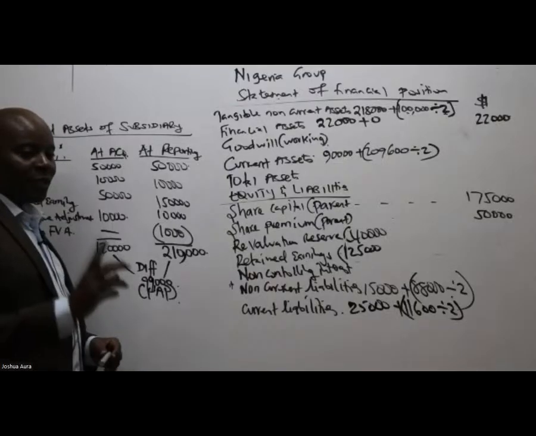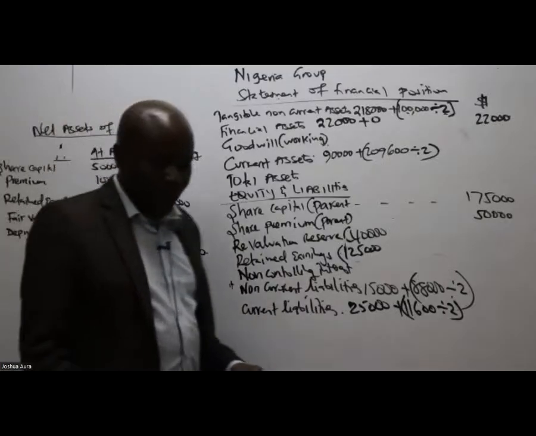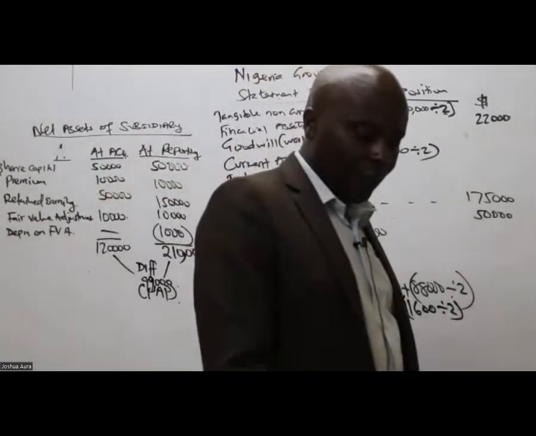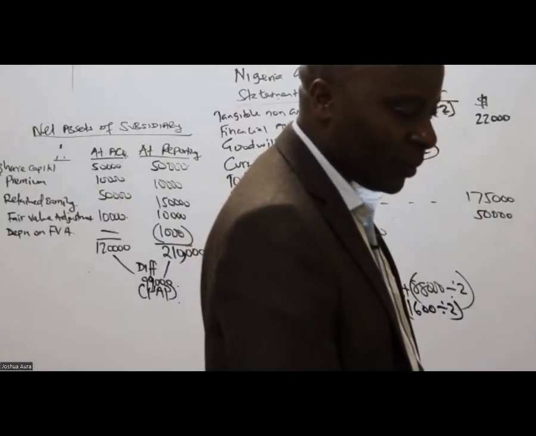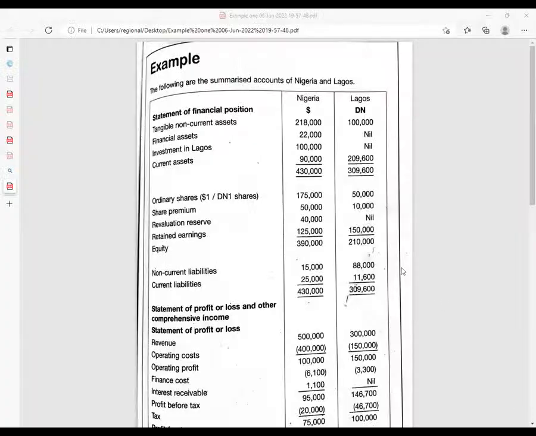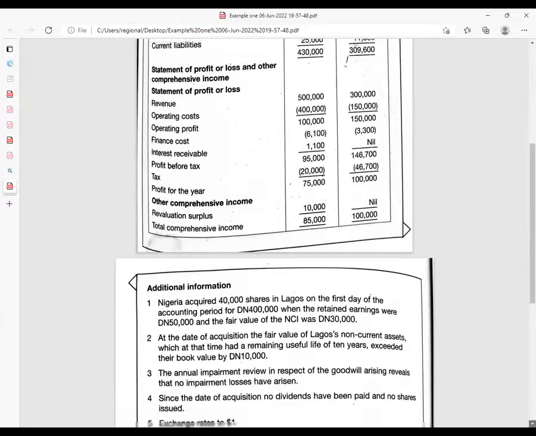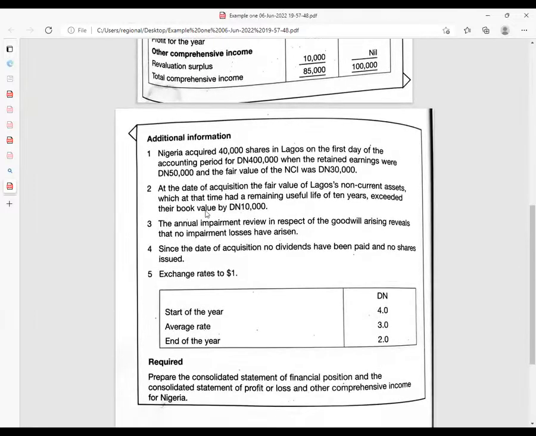If a student wants me to repeat something on this fair value adjustment, the valuation of assets of the subsidiary when you are acquiring them. So like now here, they have told us something very nice. They've told us here that at the date of acquisition, the fair value of Lagos non-current assets, which at that time had a remaining useful life of 10 years, exceeded their book value by 10,000.